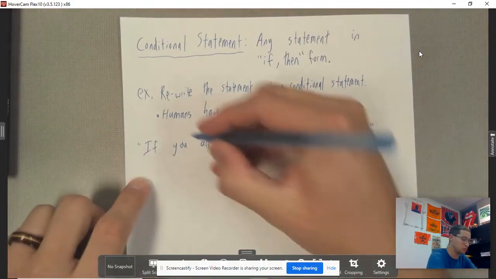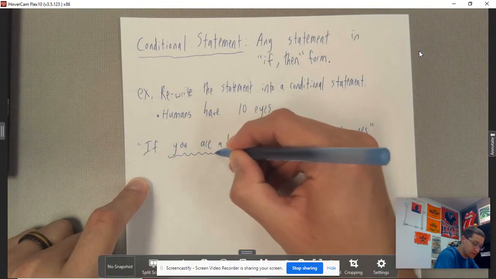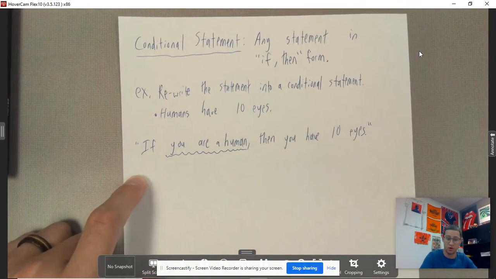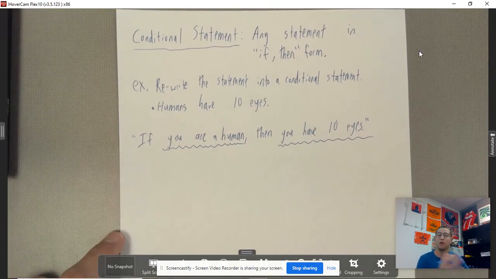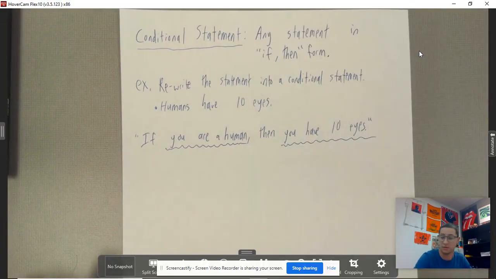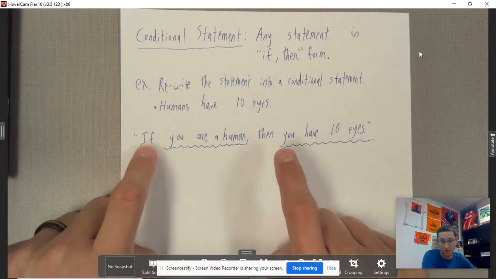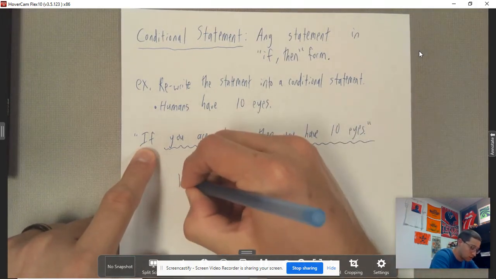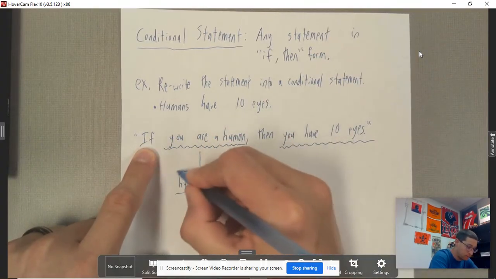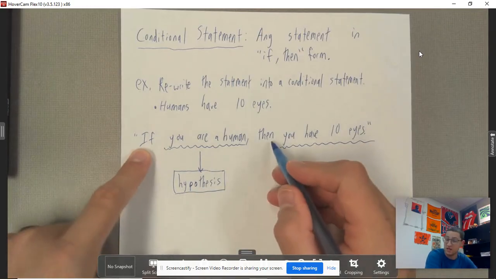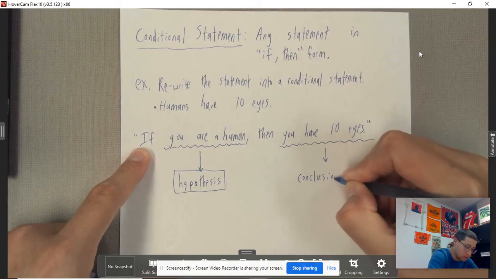Okay, now let's talk about these two parts here. Notice this is the if, right? And then you've got the you are a human part, and then you've got the you have 10 eyes part. Let's talk about what each section of a conditional statement is. Again, you have the if and you have the then. The part that comes after the if is called our hypothesis. The part that is after the then is called our conclusion.